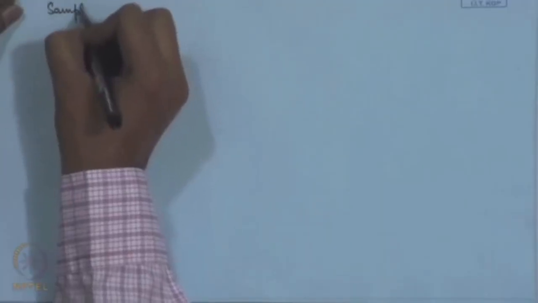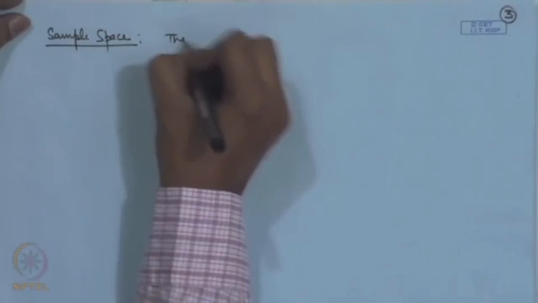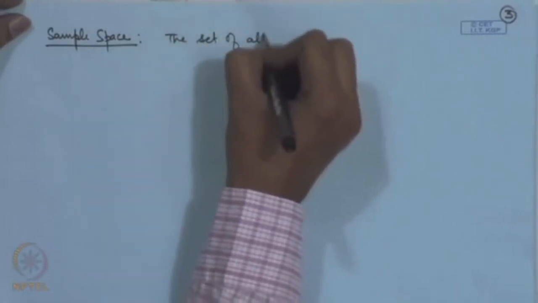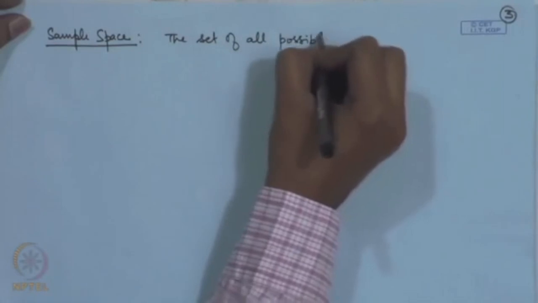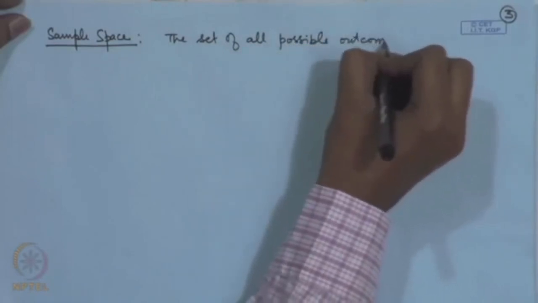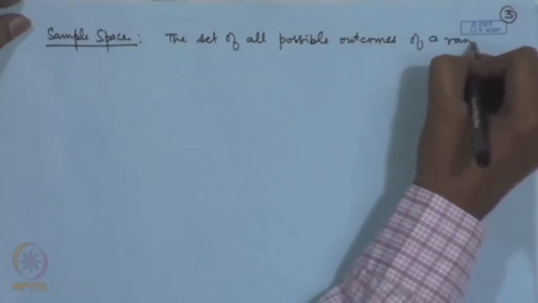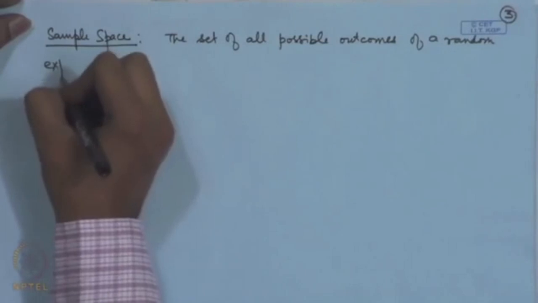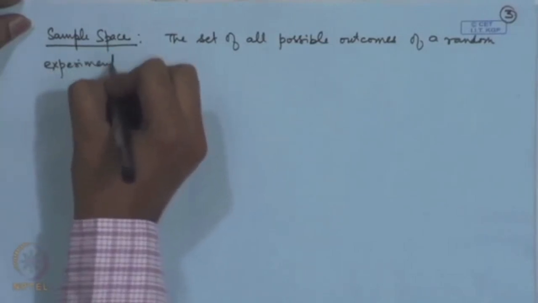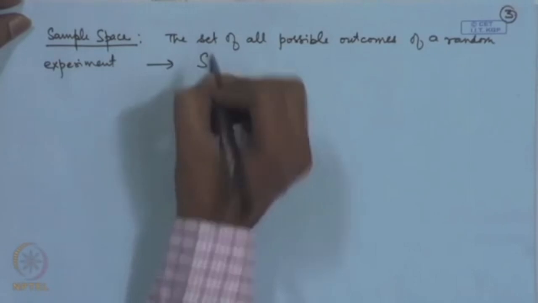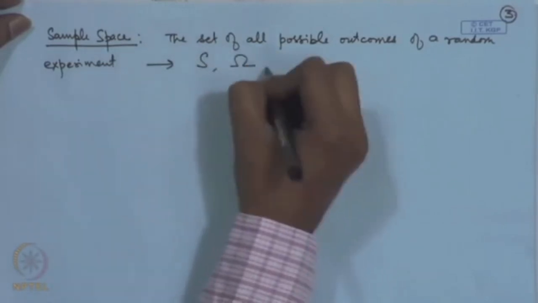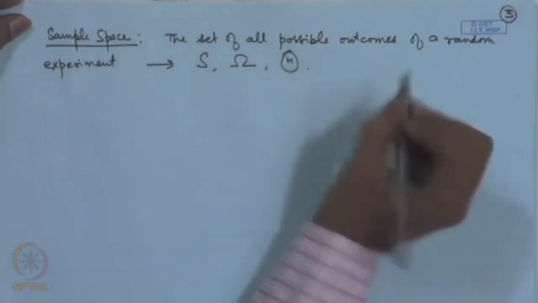So, the basic unit of a random experiment is a sample space. A sample space is the set of all possible outcomes of a random experiment. The usual notations one can use are S, omega, theta, etcetera.